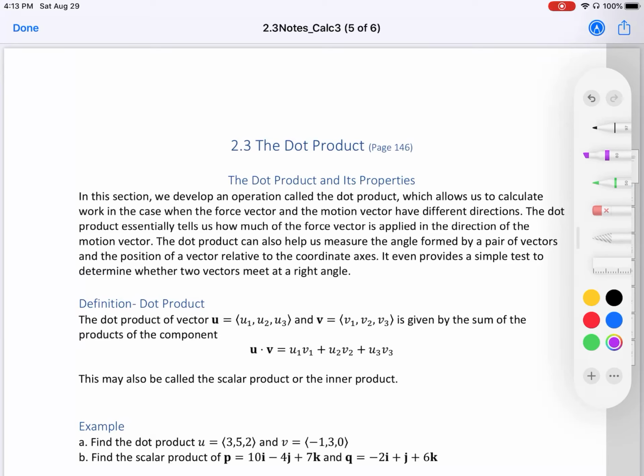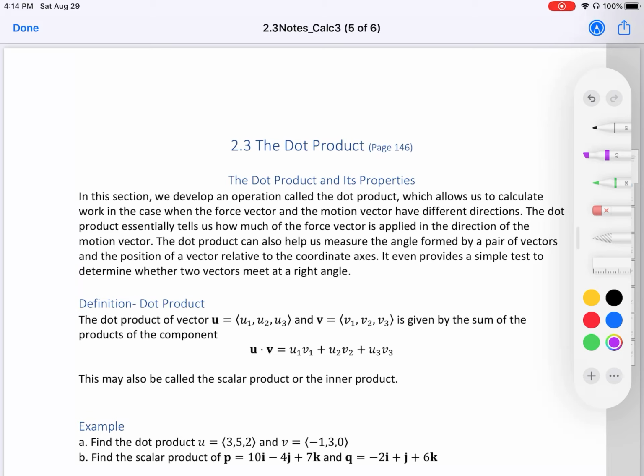Hi, let's continue with 2.3, the dot product. The dot product and its procedures. In this section, we will develop an operation called the dot product, which allows us to calculate work in the case when the force vector and the motion vector have different directions.